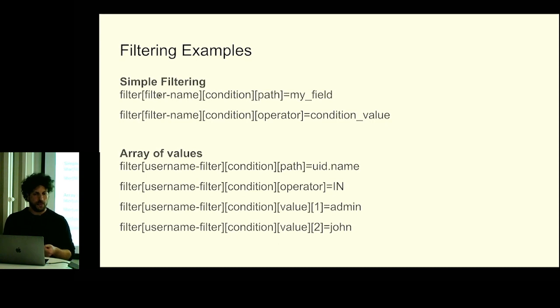So we specify the filter key, then we add the filter name, the condition, and the path, which will be the field name. And then, again, with the filter name, the condition, in this case, is the operator, and we have the condition value. And this is an example with an array of values. We want to get all the content where the author is admin and John. So we define the filter name, the path will be the author name. Then the condition will be IN in this case, and if we have an array, we can add arrays to the value, or if it's not an array, we can just have value equal admin.